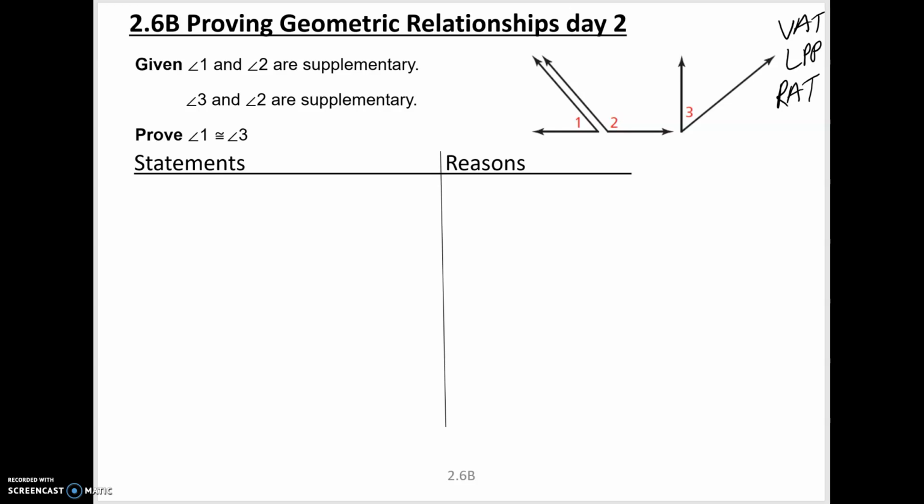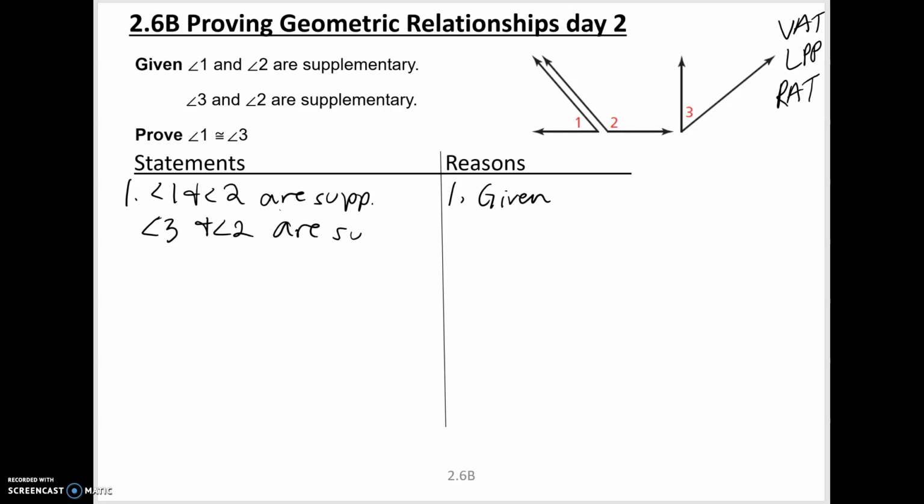So our proof always starts with our given. So angle 1 and angle 2 are supplementary. I don't care if you abbreviate. Remember, they're your notes on a quiz or a test. I would want to see it written out. Okay, and angle 3 and angle 2 are supplementary. And we are trying to get to that angle 1 is congruent to angle 3.